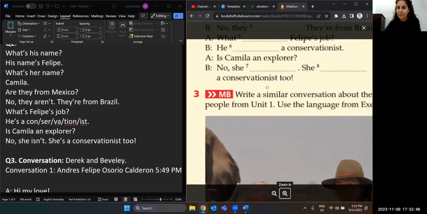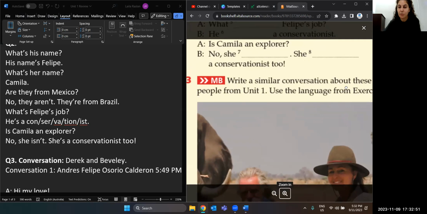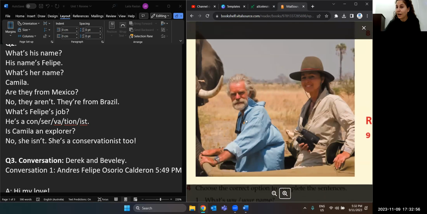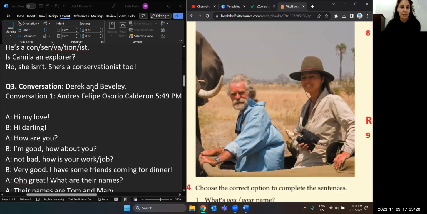Okay, number 3. Write a similar conversation about these two people from Unit 1. Do you remember we were looking at their husband and wife? They're from South Africa, I think. And Beverly and Derek. You remember they're husband and wife? And we know that they are both explorers, I think photographer. What you're going to have to do now is create a conversation and your characters are these two people. So remember Beverly and Derek? This is just an example.